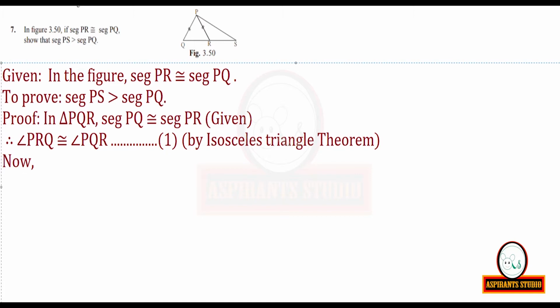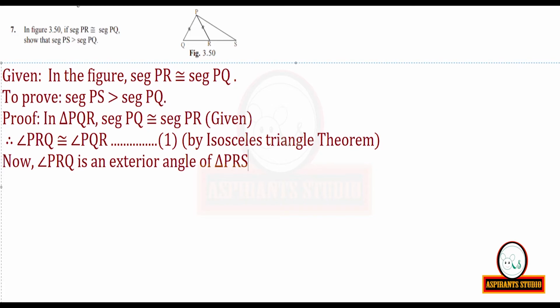Now by the isosceles triangle theorem, if two sides of a triangle are congruent, then the angles opposite to them are congruent. Therefore, the angle opposite to PQ is angle PRQ and the angle opposite to PR is angle PQR. So, angle PRQ is congruent to angle PQR. Take it to be the first equation.